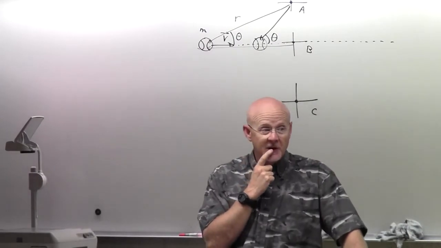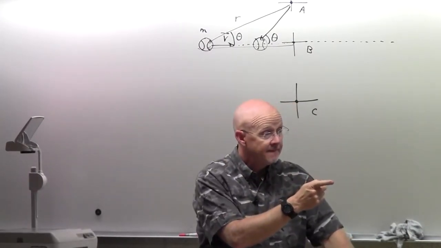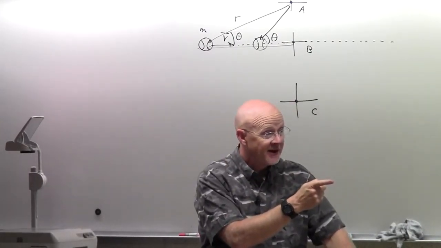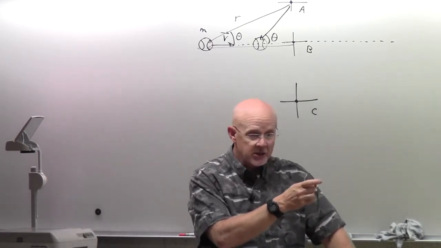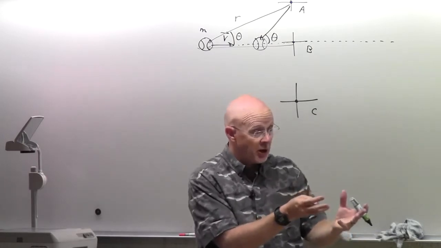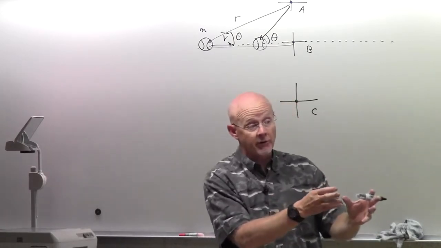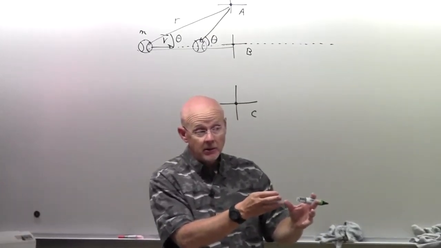No. You say no, why? Because the angle got bigger as the radius got smaller. Yeah, okay, so the radius got smaller, the angle got bigger. Maybe those two balanced each other, right? Did they?